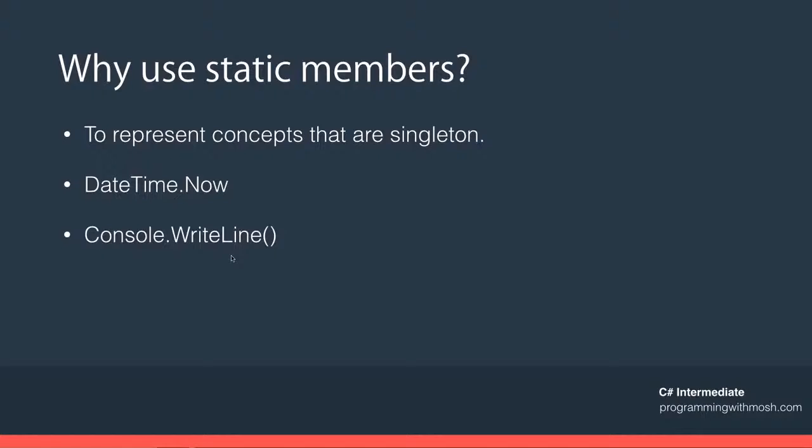To declare a member as static, all you have to do is to use the static keyword after the access modifier. You can use static on any members of a class. Okay, that's enough theory. Let's open up Visual Studio and do some coding.